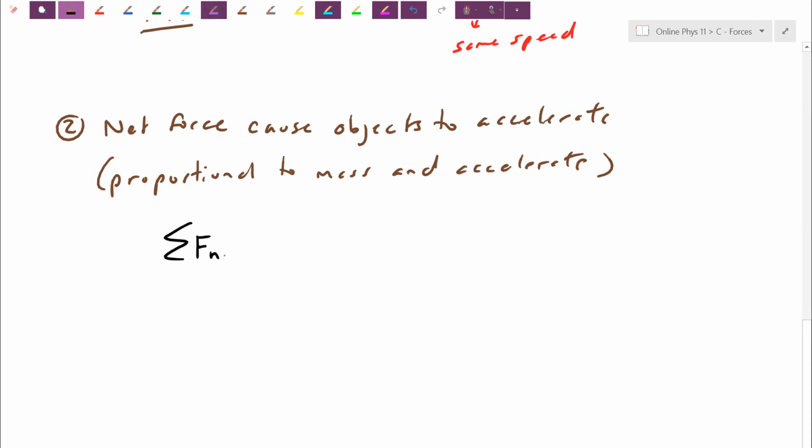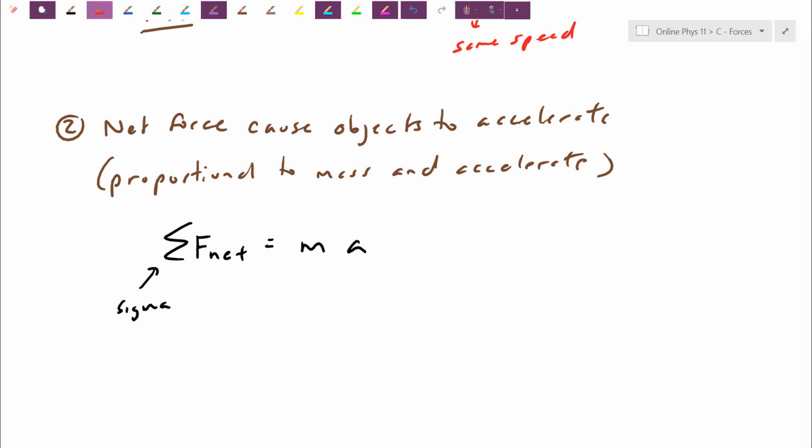This is on your formula sheet. We have F net. I introduced that little sigma notation again. We saw that a little bit with vector addition here. Sigma just means add up. As you factor in all the tug of wars in the picture, the net force is actually proportional to mass and proportional to acceleration. So simply it's just m times a.